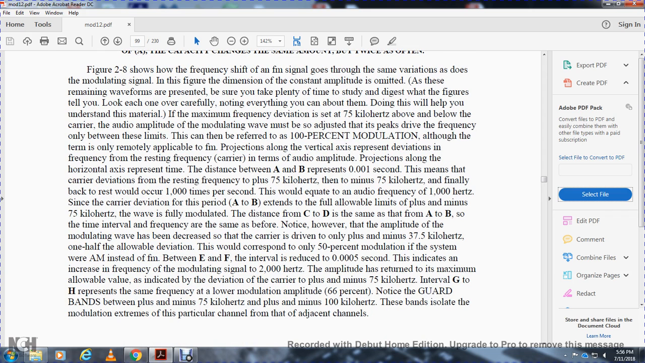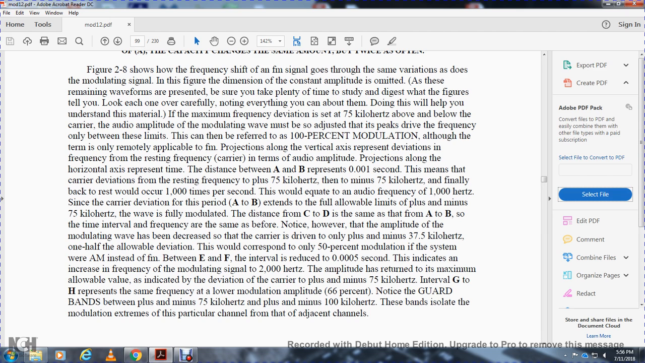Figure 2.8 shows how the frequency shift of the FM signal will go for the same variation of the modulation signal, with the frequency deviation for a constant amplitude. Take the time to study the figure. Look at each one very carefully and note everything you can about them. Doing this will help you understand this material. The maximum frequency deviation is set at 75 kilohertz above and below the carrier. The audio amplitude of the modulating wave must be adjusted so the carrier frequency varies only between these limits.